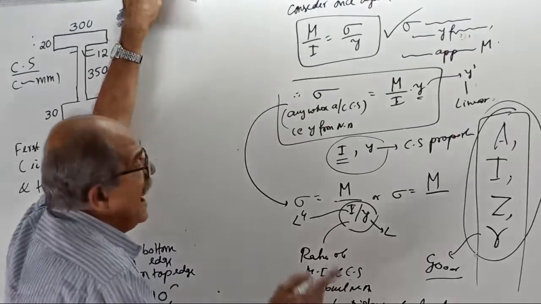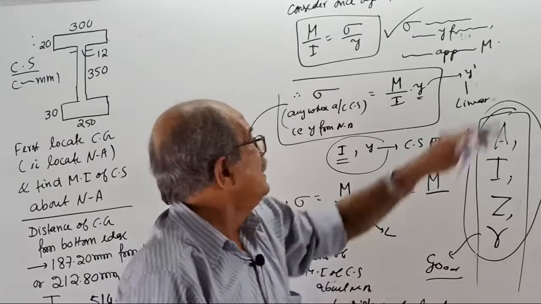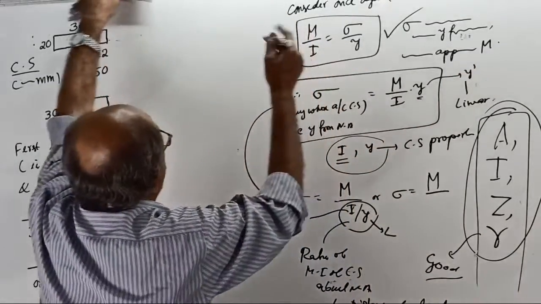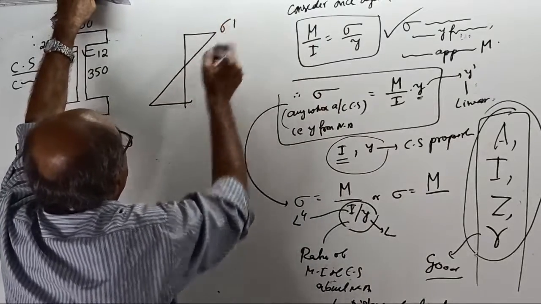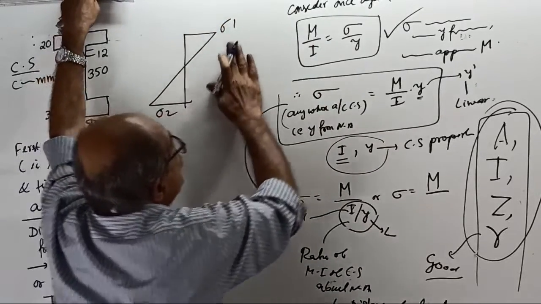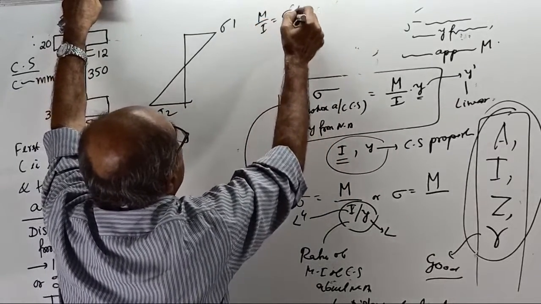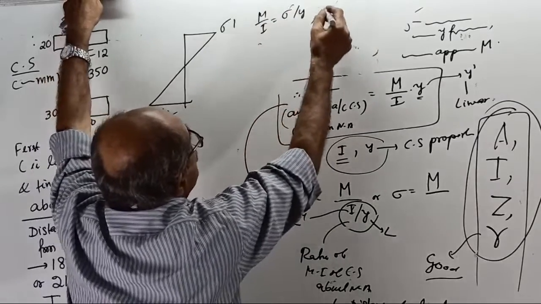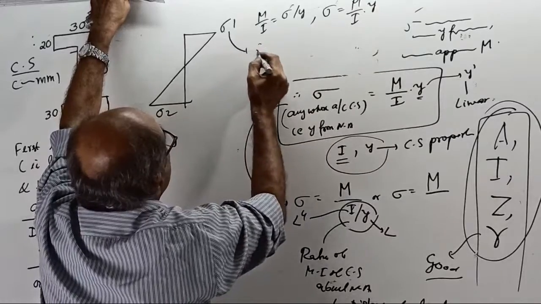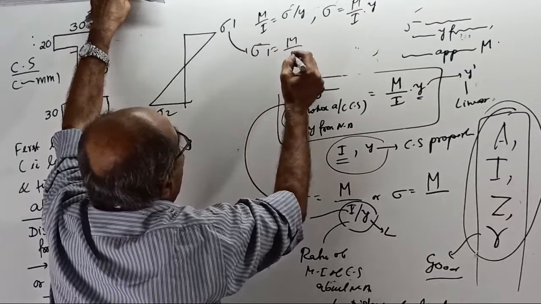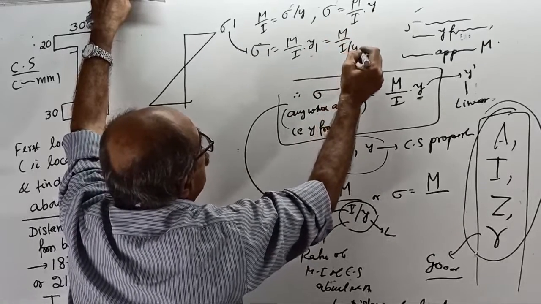Now tell me, can I use section modulus for intermediate fiber? Extreme fiber, see now, suppose bending stress is this way, this is sigma 1, sigma 2. When you put M by I equal to sigma by Y, your sigma equals M by I into Y. If I want sigma 1, it is M by I into Y1, or M by I divided by Y1.